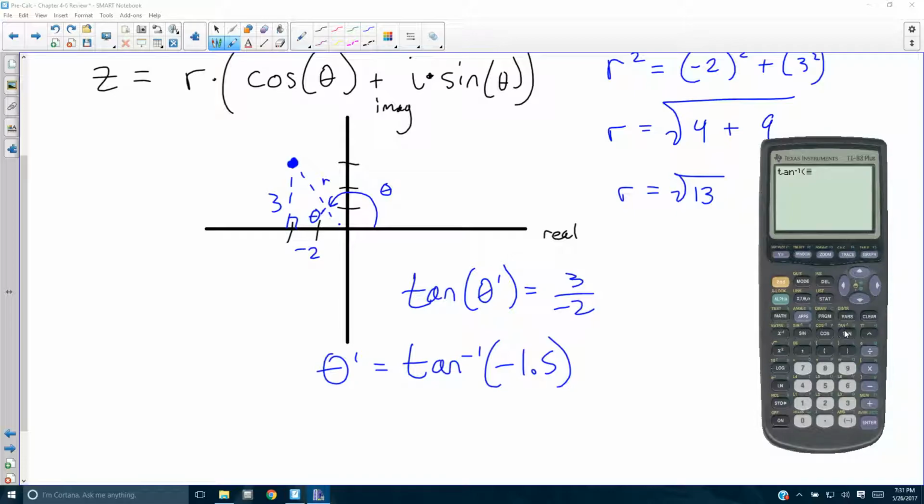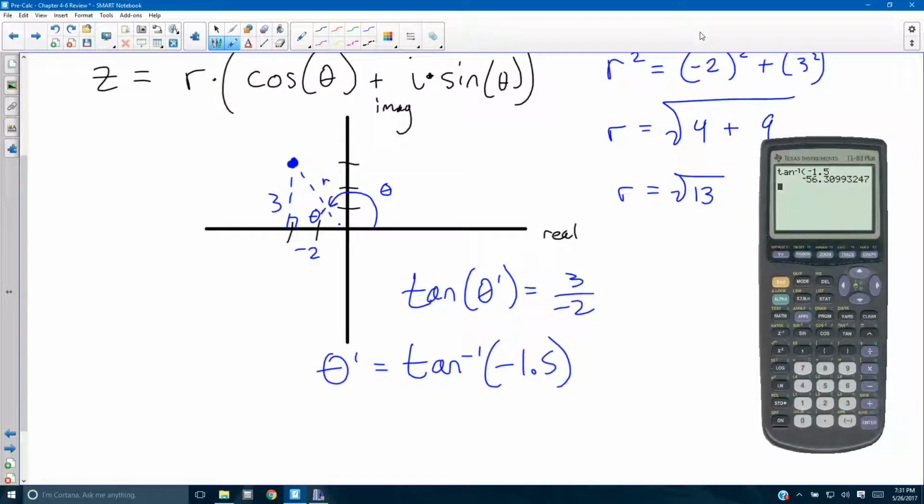Oh, that's a minus symbol. Negative 1.5. And I'm going to get negative 56 degrees. Now, you have to know what this number is in reference to, right? What we're really dealing with here, we want to deal with a positive number in the end. So that's why drawing the picture is very, very helpful here. So it's about 56.3 degrees there, right? Negative, positive, what have you. Question really is, what is this theta value? This is what we need to find out.